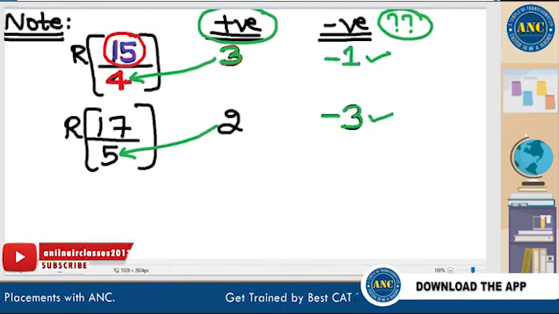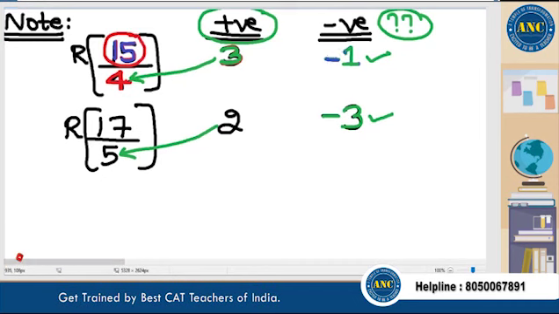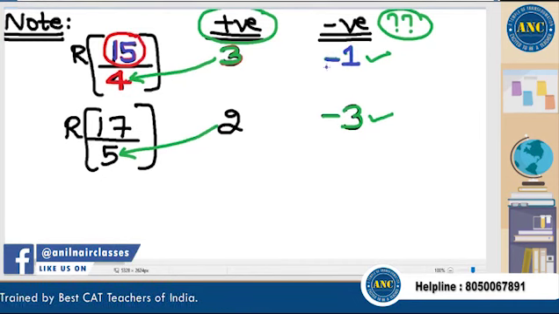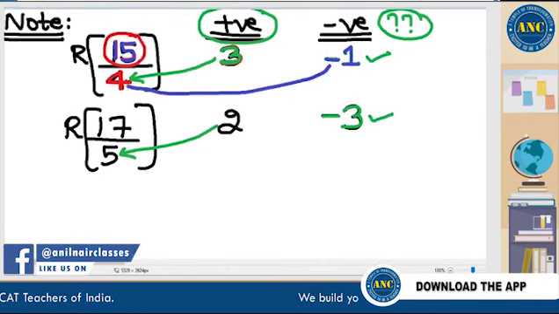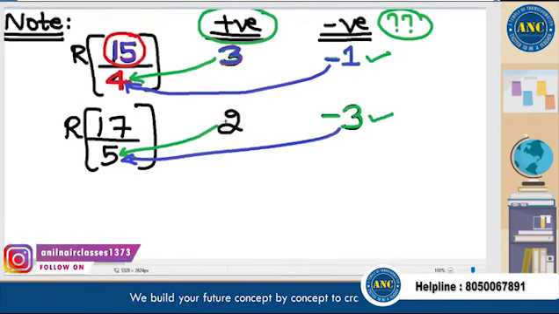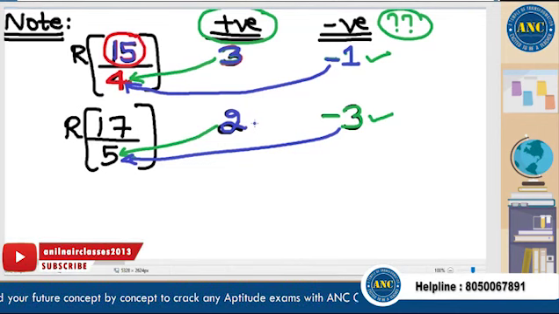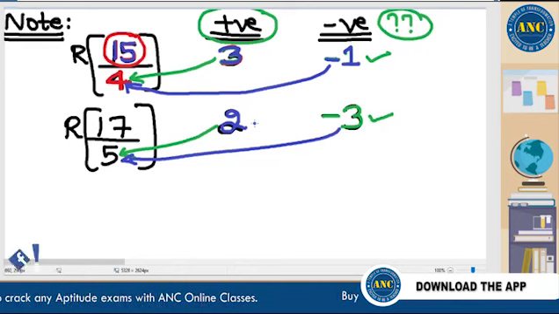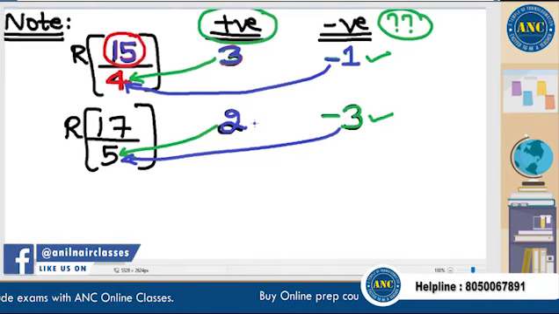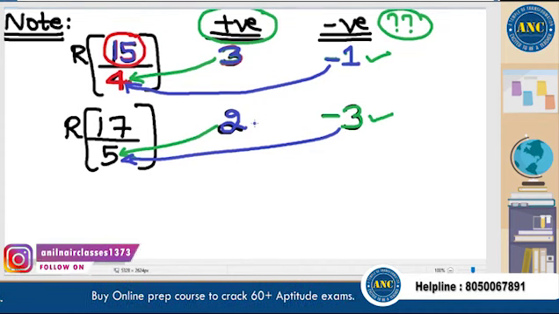Reverse is also true. If I know the negative remainder, to get my positive remainder, add the denominator. What is minus 1 plus 4? It is 3. What is minus 3 plus 5? It is 2. Again I am repeating. If I know positive, to get negative, subtract the denominator. If I know negative, to get positive remainder, add the denominator. I hope it is clear, sir.